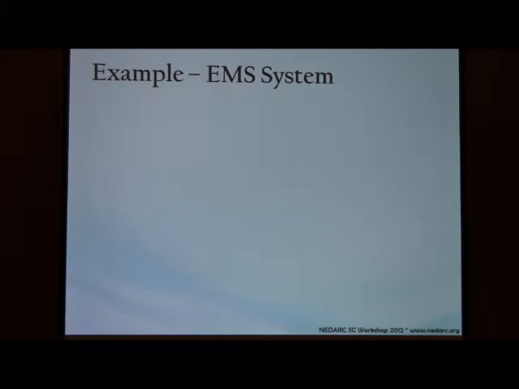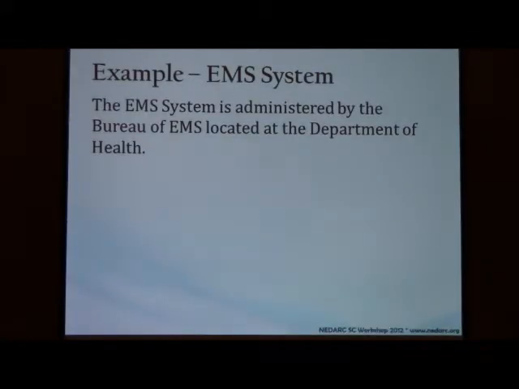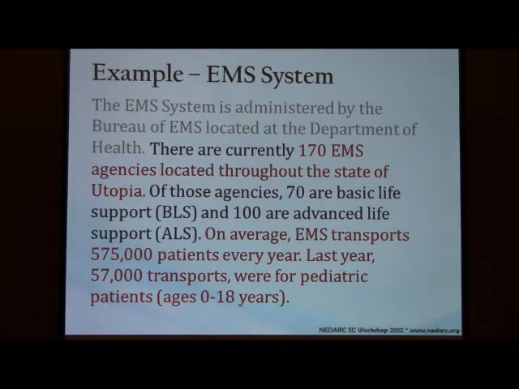So a possible example of how you could write this new subsection is, first of all, it's talking about your system, the EMS system. State who administers it and through what branch, and then go right into the numbers. There are currently 170 agencies located throughout the state. Of these agencies, 70 are basic life support and 100 are advanced life support.